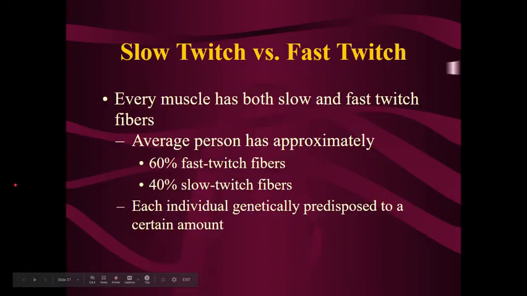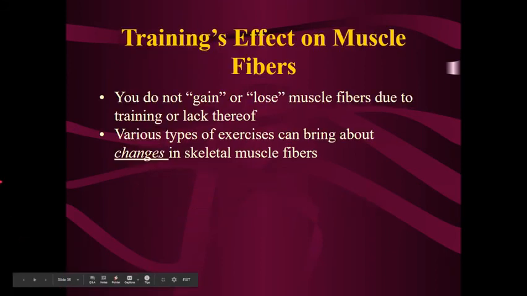Now, every muscle has a combination of slow and fast twitch fibers. The average person has approximately 60% fast twitch fibers and about 40% slow twitch fibers. Each individual is genetically predisposed to a certain amount. So genetics is going to determine, in general, how much fast twitch and how much slow twitch fibers your muscles will contain to a certain extent. So you do not gain or lose muscle fibers due to training or lack thereof.